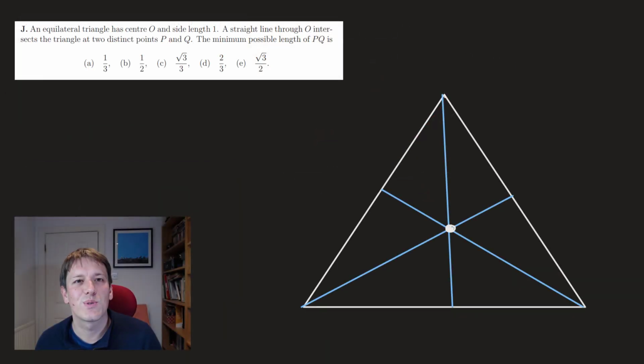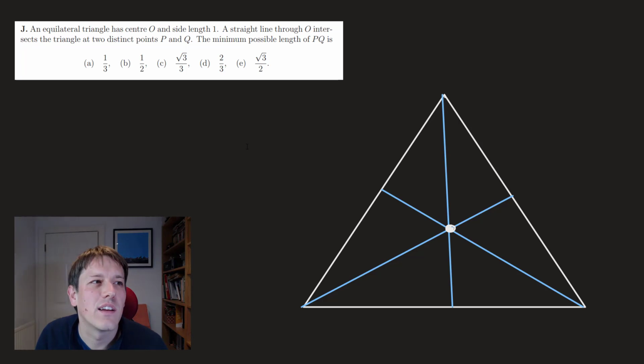Okay, so the last of the short answer questions is usually pretty tough, and I guess this is no exception. We've got an equilateral triangle, centre O and side length 1, and there's a straight line through the centre that intersects the triangle at 2 distinct points P and Q, and we want to know what the minimum possible length of PQ is here, right? So I've put the centre here by drawing some lines from the vertices to the middle of the other sides.